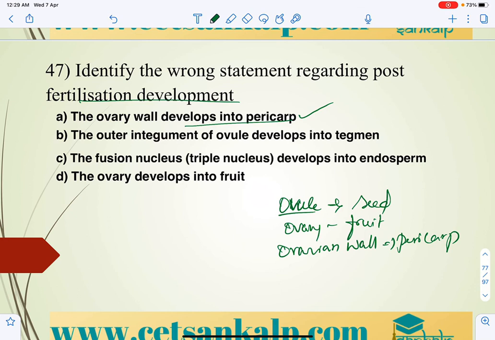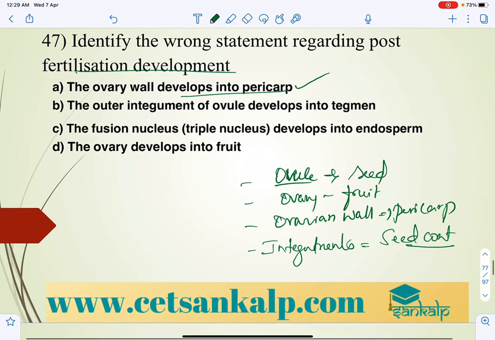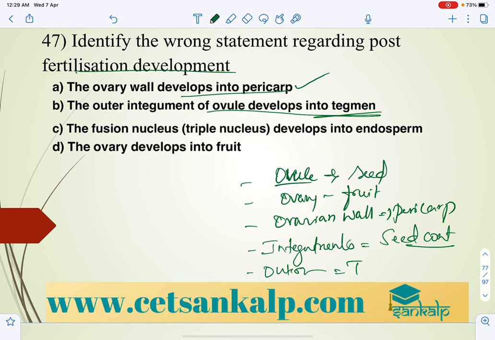Right? And the integument develops into seed coat, outer testa and inner tegmen, and all other sepals and petals will fall off. So 47th question, the answer: outer integument of the ovule develops into testa, and inner integument develops into tegmen.